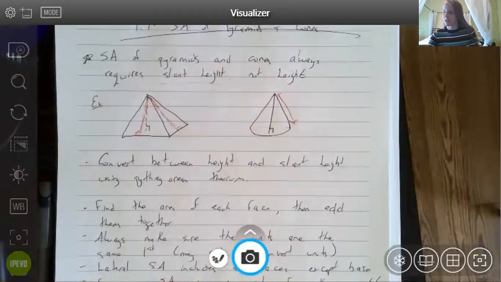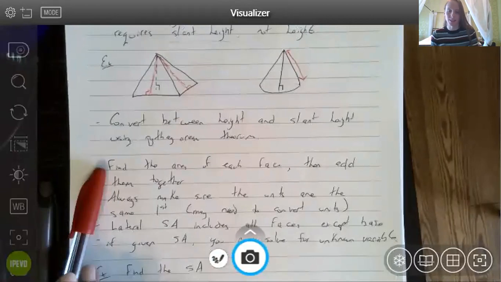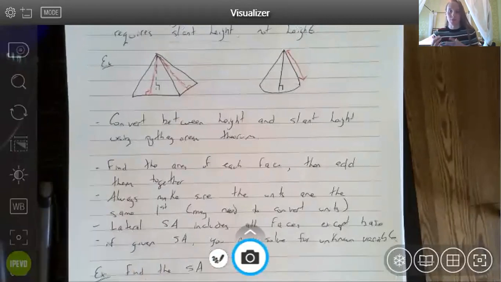As far as finding the surface area, we are of course just going to find the area of each face and add them together. Before you do that, make sure all your units are the same. You may need to convert your units before finding the surface areas. If you're asked for the lateral surface area, it means find the surface area not including the base. And if you're given the surface area, you can use that and your formulas in order to find another missing variable.